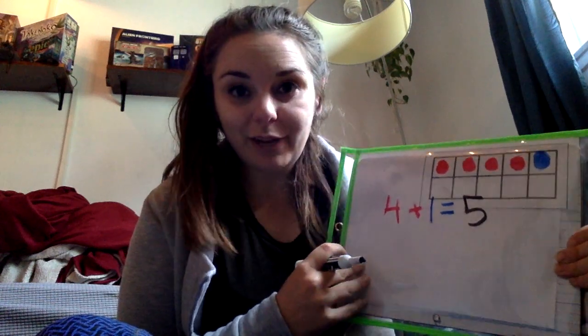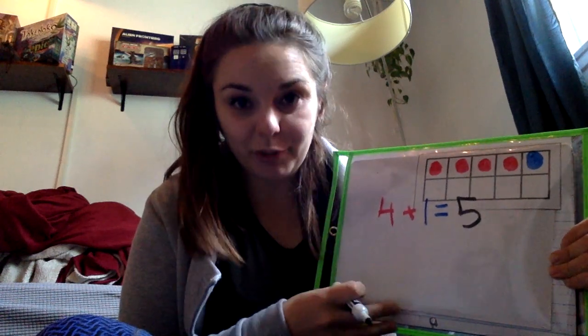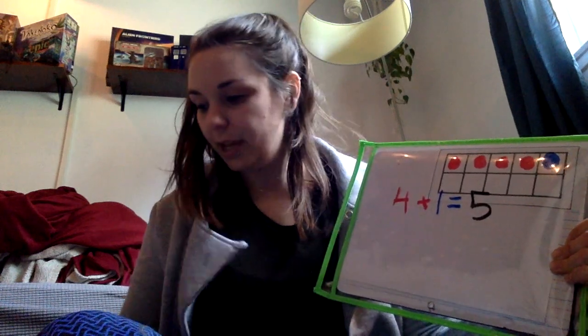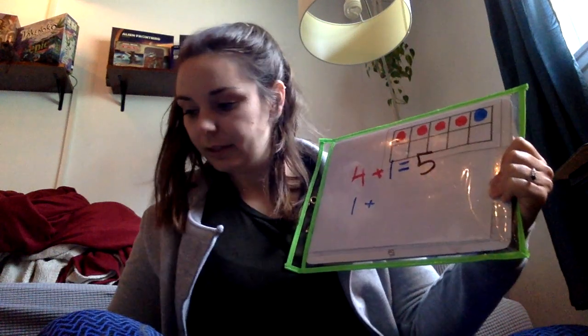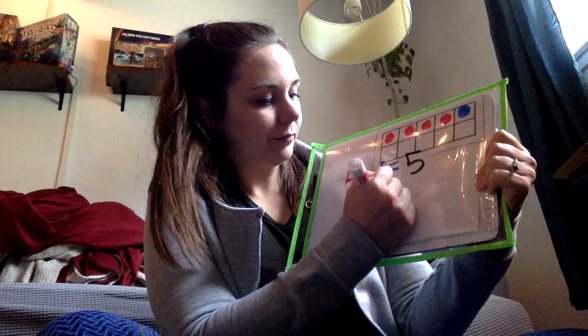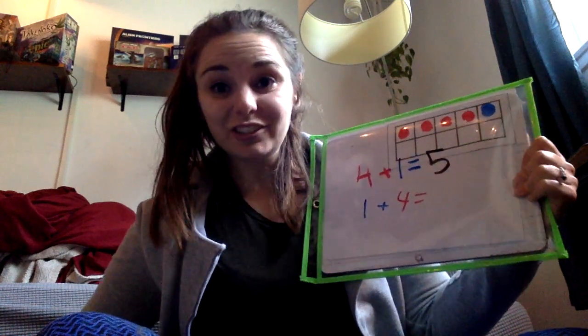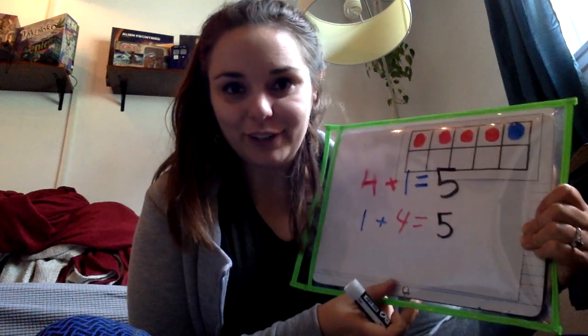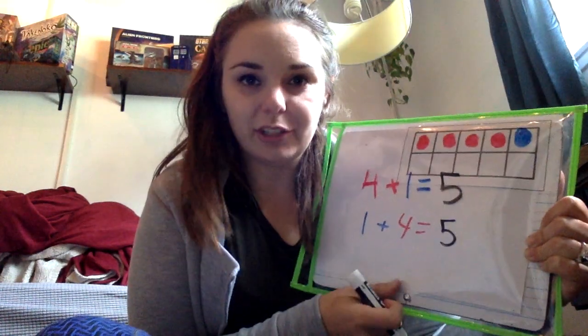Now, one way we can write a fact family is flip-flop the 2 numbers we added together. So we added 4 and 1 together, so now let's flip-flop it. Let's put the 1 first, plus the 4 red, and that's still going to equal 5. Perfect. We've done our 2 addition equations.